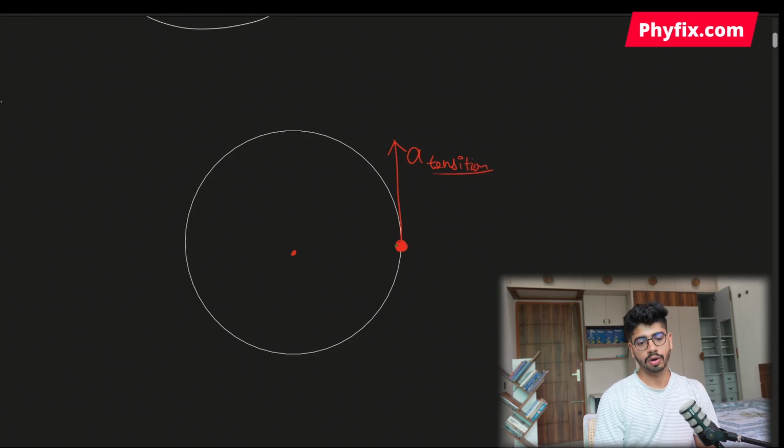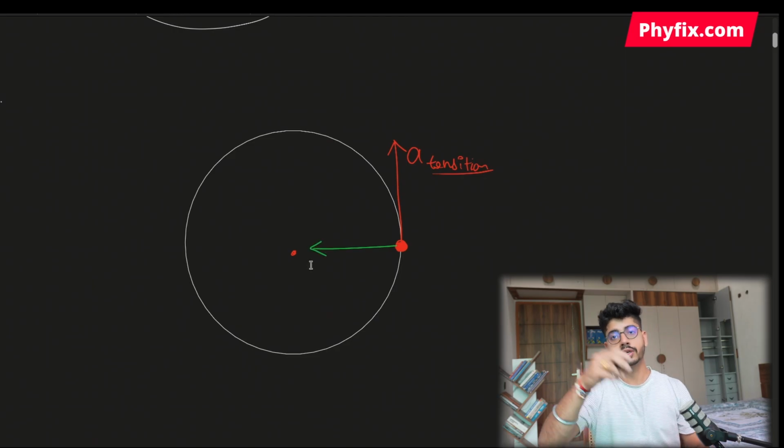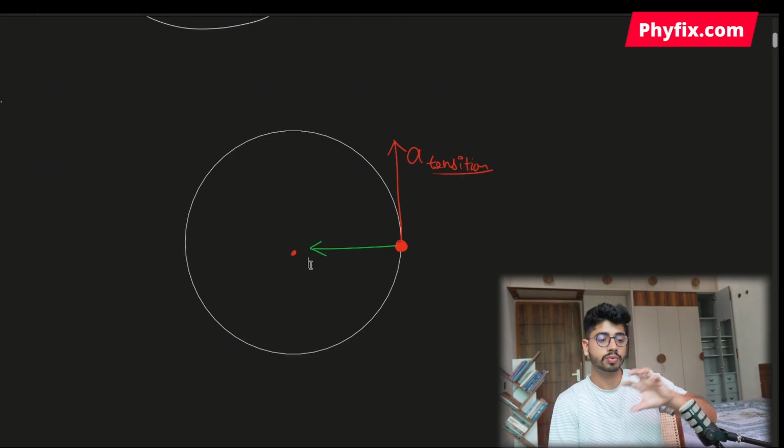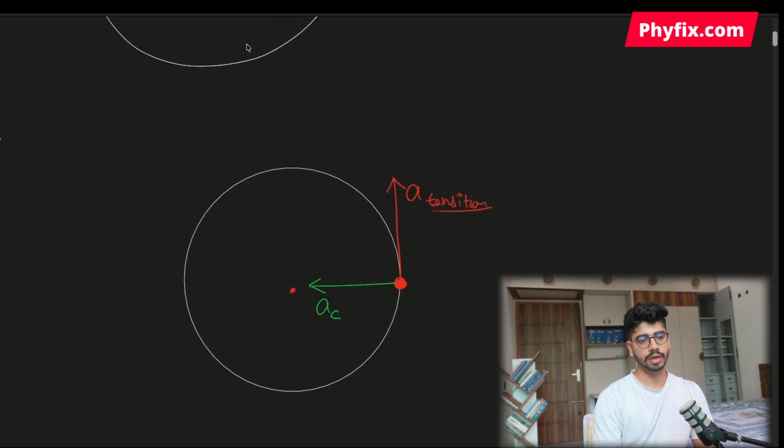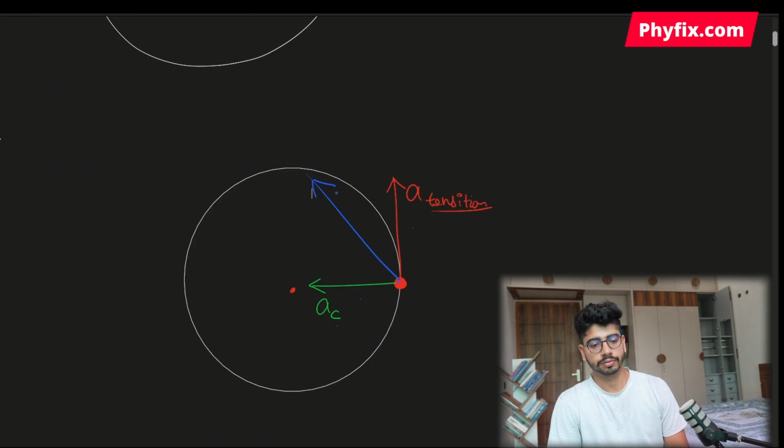The other is along the radius, which you most probably studied in centripetal force, acting toward the center due to the centripetal acceleration. I'm writing a_c, C for centripetal acceleration, so that you can understand. They are always 90 degrees to each other, because one is along the tangent line and the other is centripetal. So this is the resultant acceleration.